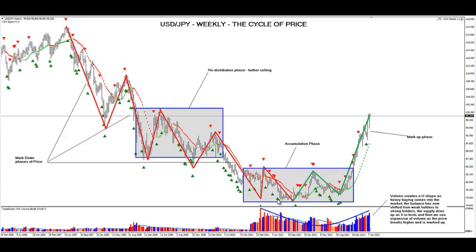Now in the next video I'm going to show you how we could have traded this markup phase out of the accumulation and be sitting on good profits.